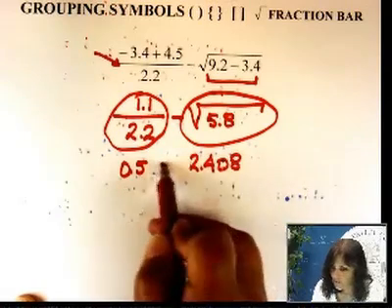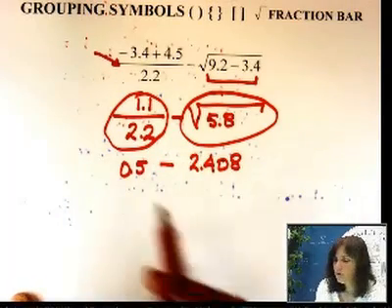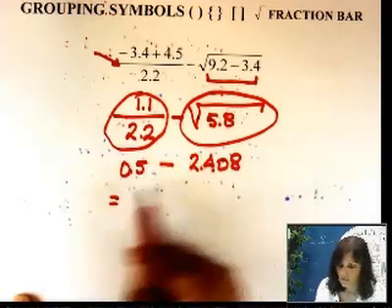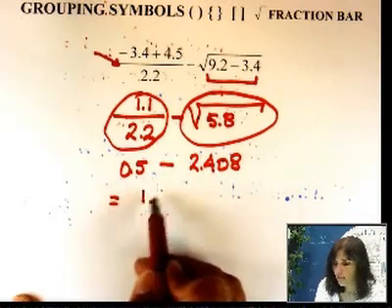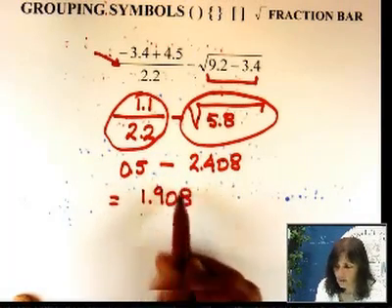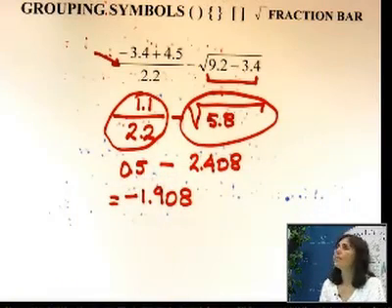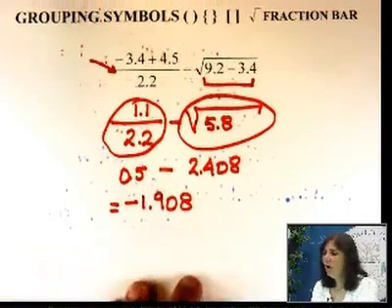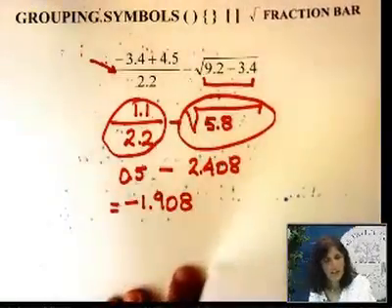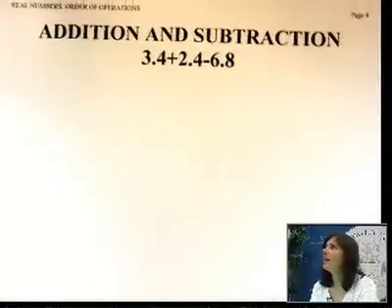And guess what? This is being subtracted. When you subtract, positive, negative, this is a bigger number. Take the difference, 1.908. And guess what? Since this is negative, it's going to end up with a negative answer. So these are not that hard, but pay attention to how that's done.